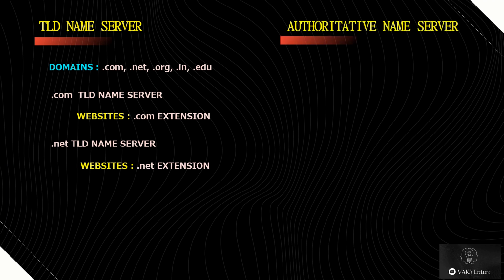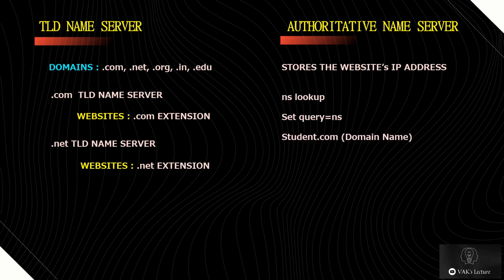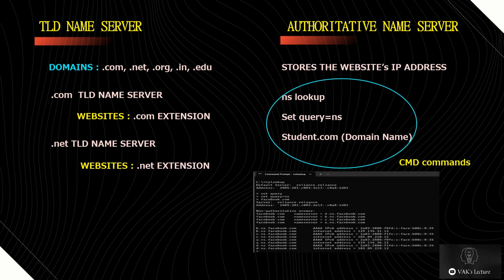And then the last one, Authoritative Name Server. It stores the IP address of the requested website. The authoritative name server for a website can be found with CMD commands. Open CMD, type nslookup and press enter. Then type set query=NS and press enter. Then type the domain name and press enter. Then you will be able to see the authoritative name servers. One is master and the other is slave. Slave is an exact replica of master and is used to share the DNS server load.